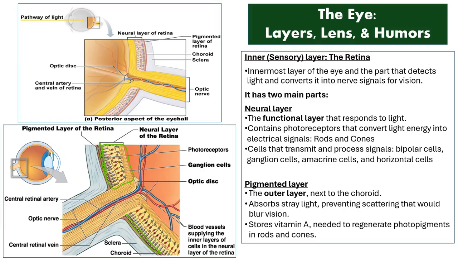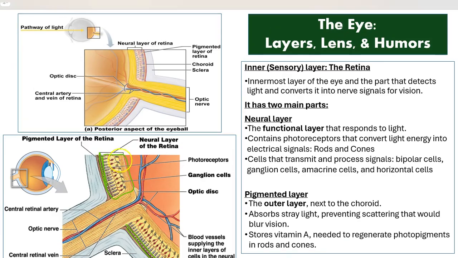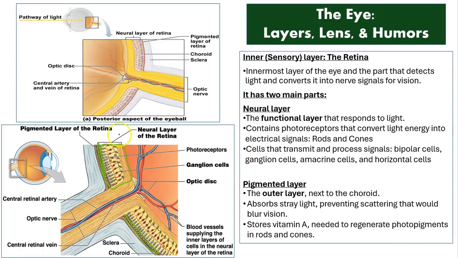Of course, I'll blow this up in the next slide to make it easier to see. But we are seeing some ganglion cells. You see some ganglion cells. We also have bipolar cells and amacrine cells in here as well. And then we also are going to have our photoreceptors.